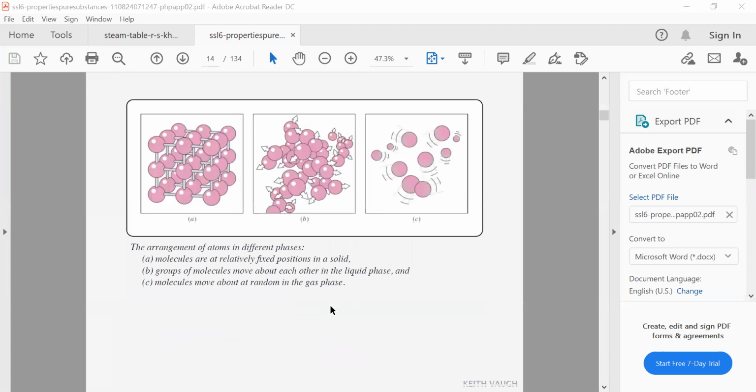Next is the arrangement of atoms in different phases: molecules are in relatively fixed positions in a solid, whereas groups of molecules move about each other in the liquid phase.